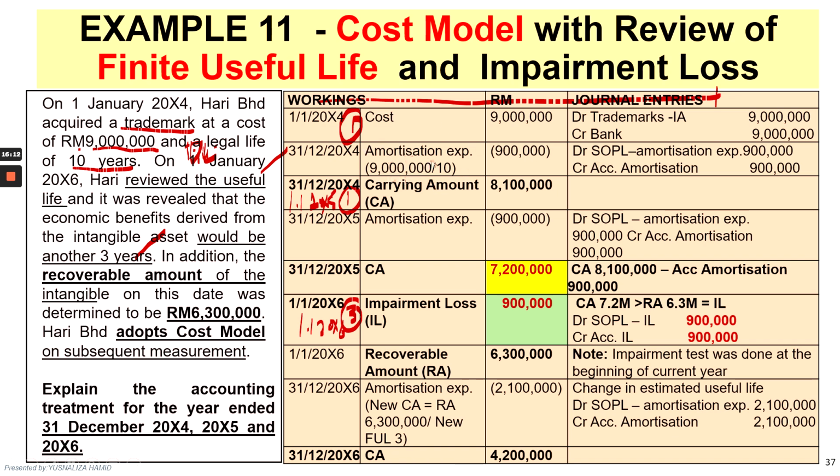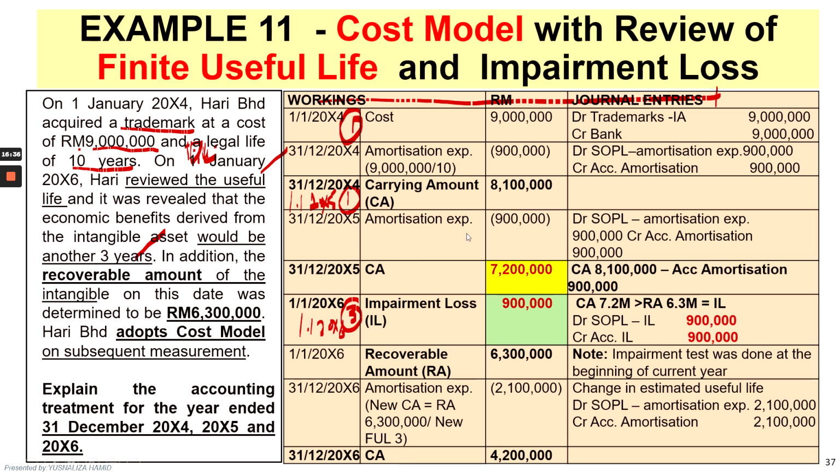For the first year, the amortization will be 900,000, 9 million divided by 10. This is not depreciation, this is amortization, and this is the journal entry. So the carrying amount as at 31st of December the first year was 8.1. Remember, you are explaining accounting treatment, but the workings will help you to explain accounting treatment easily.